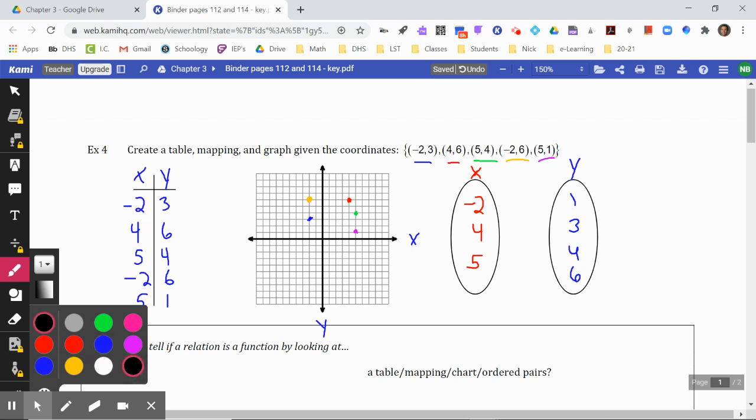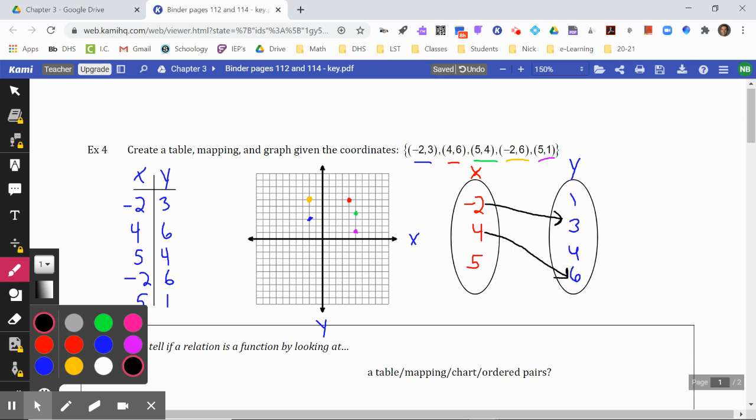I'm going to connect my ordered pairs. All right, so I'm just going to go back to my original problem here, right? -2 goes with 3. So I'm going to start with my domain, and I'm going to go to my range. I'm going to start with my input, I'm going to go to my output, right? So next I have 4, 6. So 4 is my input, and 6 is my output.